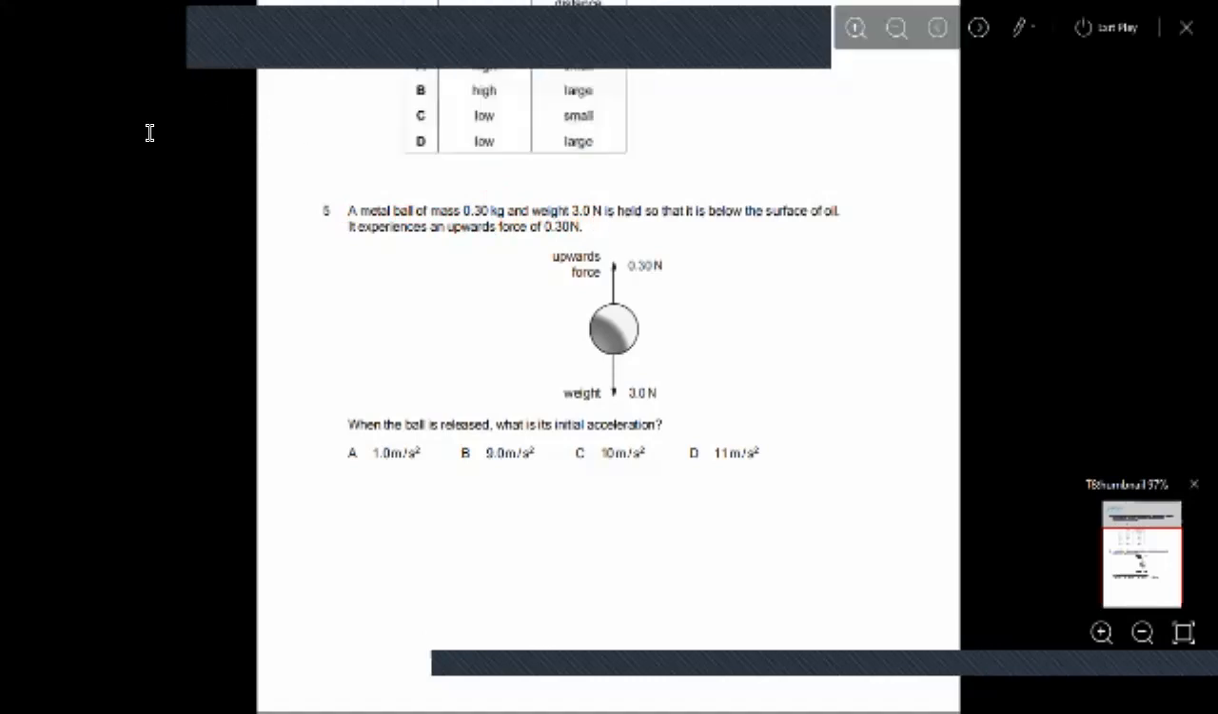Number 5, a metal ball of mass 0.3 kg and weight, it means you just multiply 0.3 by 10, which will give you 3 newtons. We know the formula of weight, W equals mg.